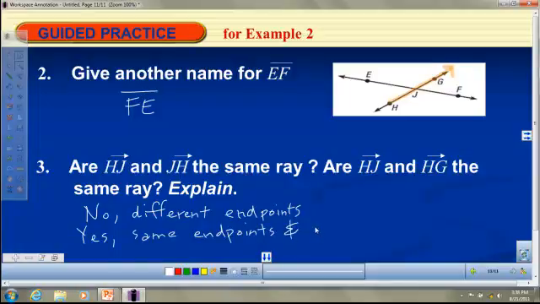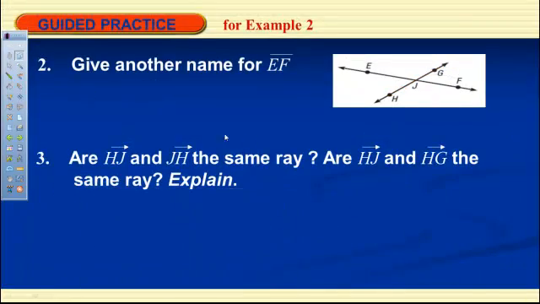And direction. The reason why we say direction, by the way, is if I had said, for example, JE and JF, those are not the same ray. Those are opposite rays. So we have to be careful there. We have to explain ourselves completely.